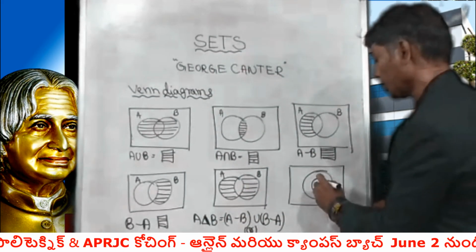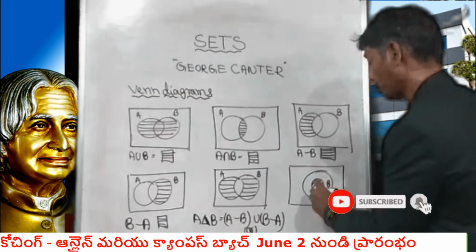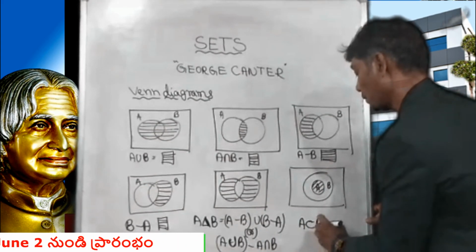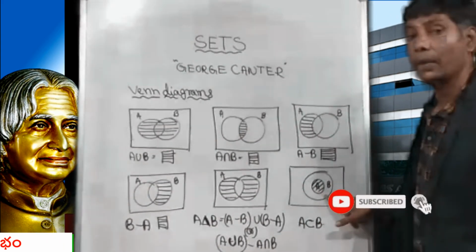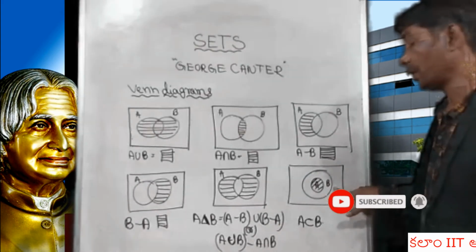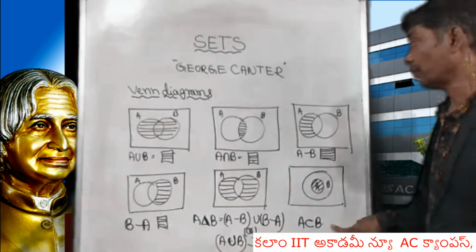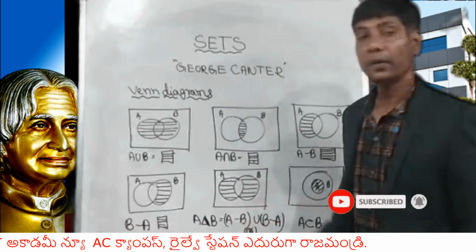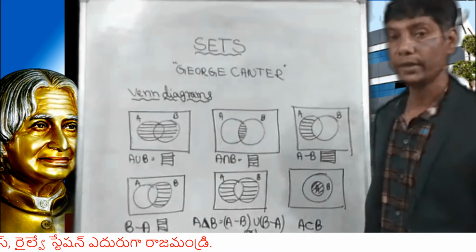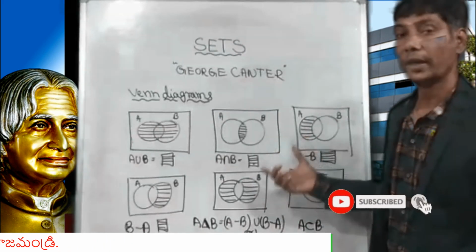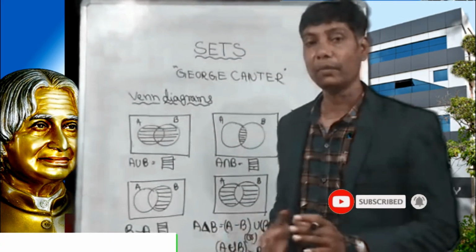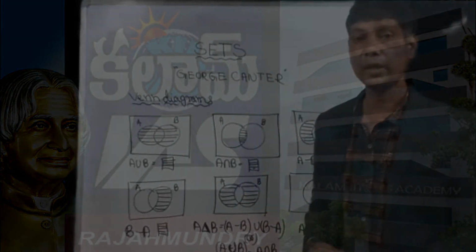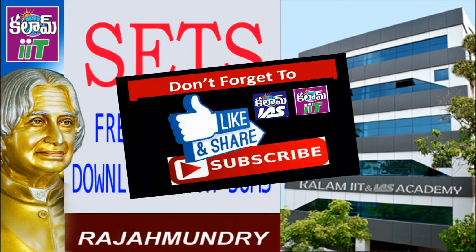Now, this is called A subset B. That means all the elements present in A are present in B. In this way, you can also find out using Venn diagrams. Okay, students, these are the sets. You can easily find out different types of sums in sets.